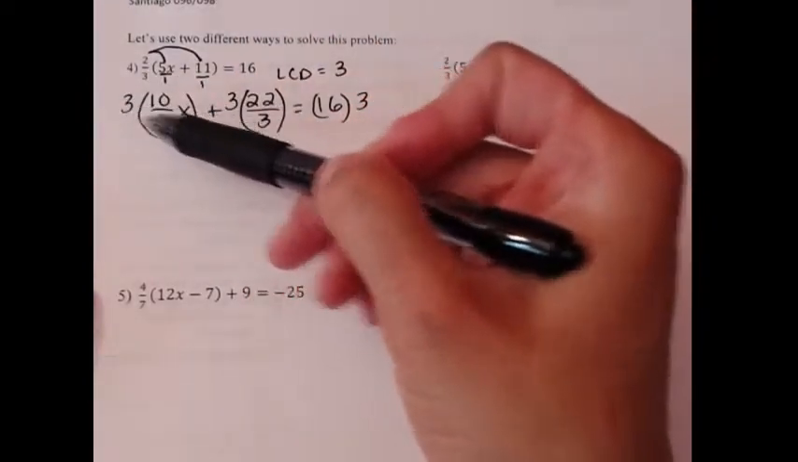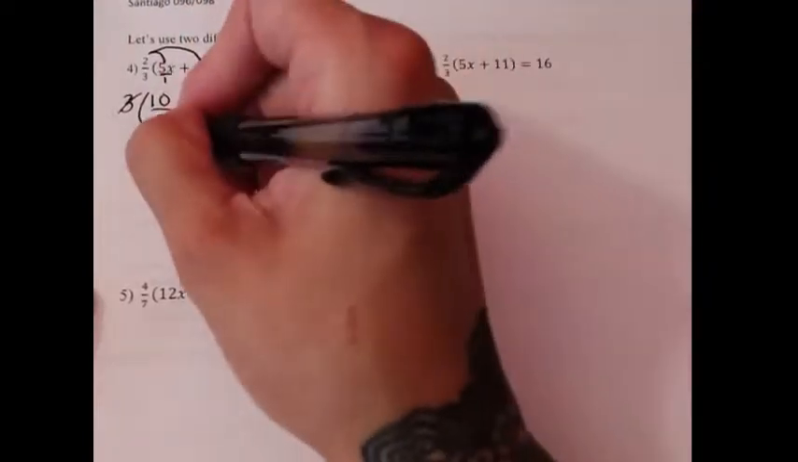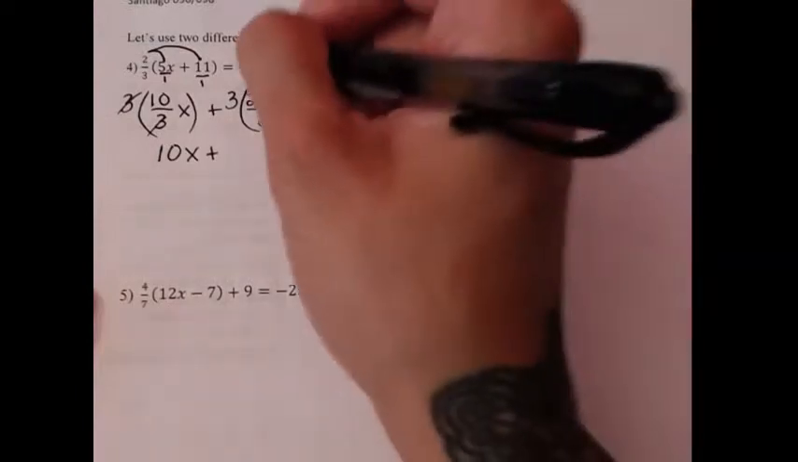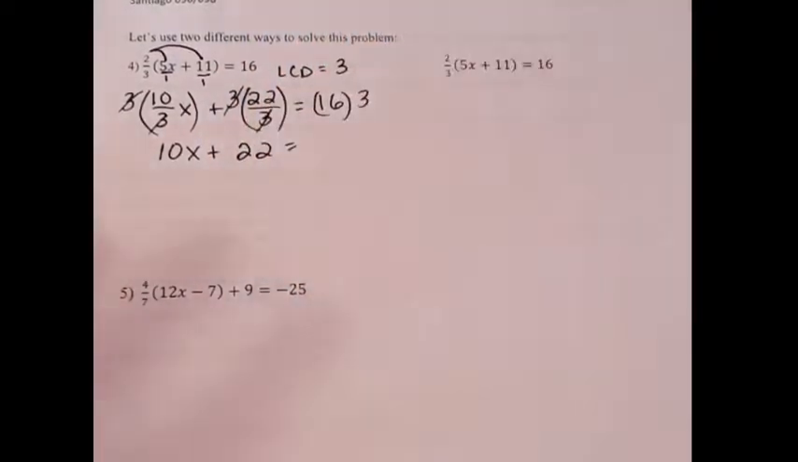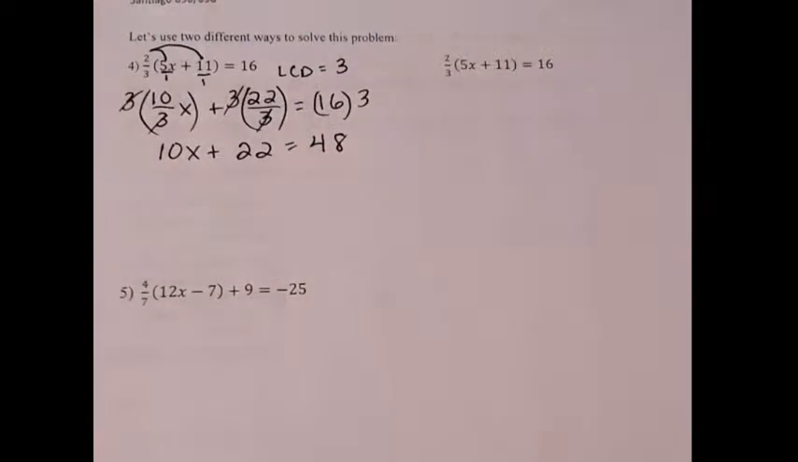Notice for our first term, our 3's are going to cancel, numerator for denominator. That leaves me with 10x. Notice for our second term, the 3's are going to cancel. So it leaves us with 22. And then last but not least, we have 16 times 3, which is going to give us 48. At this point, all we have to do is take the steps that we're familiar with in solving these problems, or this problem. 10x plus 22 is equal to 48.